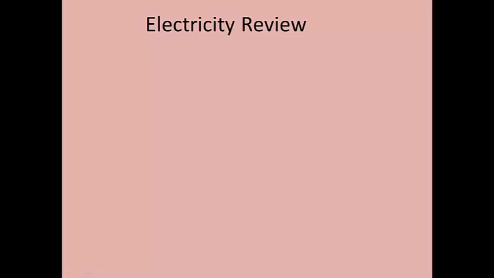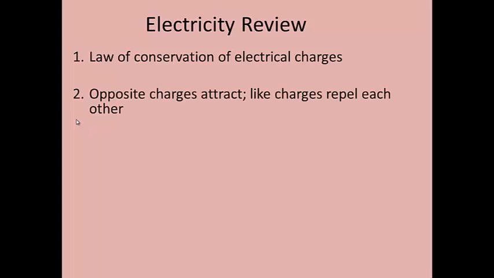So the topic we need to talk about here is electricity and how that's going to relate to equilibrium in and around the cells. First, we have the law of conservation of electrical charges. The idea here is that for every positive charge, there's a negative. There's an equal number throughout. And while we can make ions with positive and negatives, those are all going to balance out in the end.